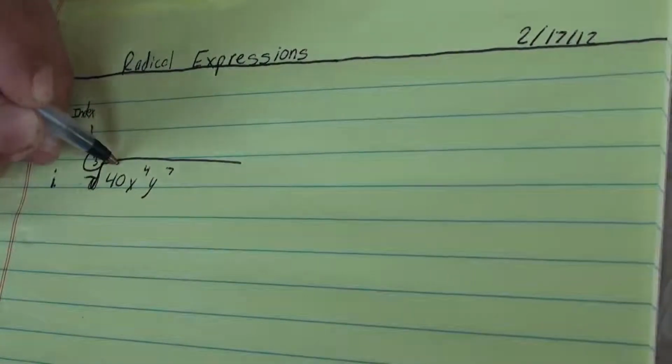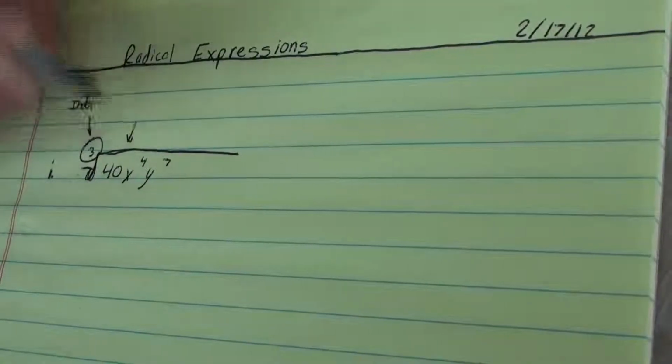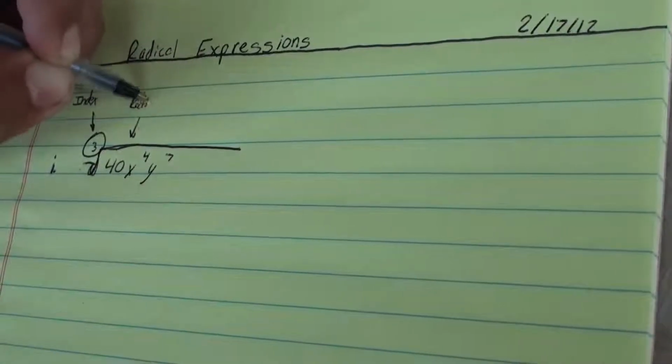This right here is called a radical. And inside of the radical are the radicands. This 40 is a radicand, x to the 4th is a radicand, and y to the 7th. These are all radicands. They're the terms inside of the radicals.